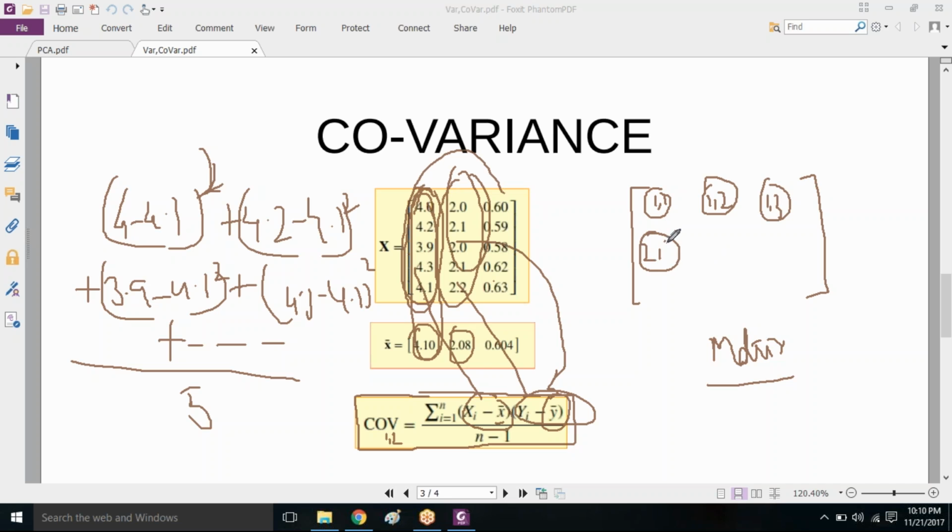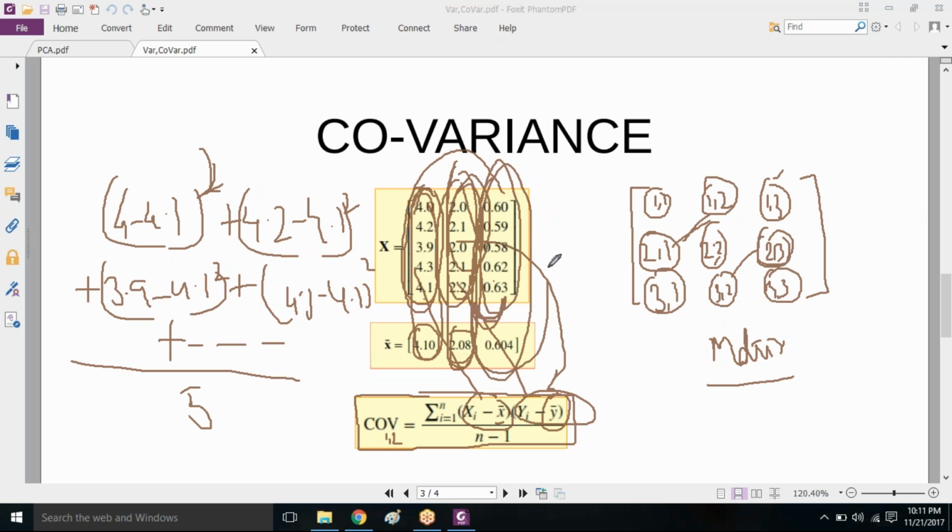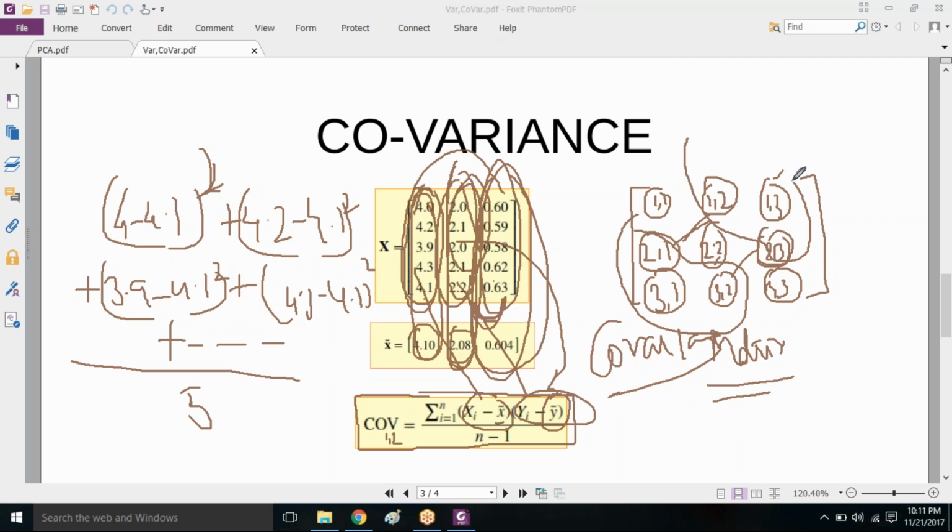Then you calculate second and one, which will be exactly the same as this; the values will come the same. Then second independently, then second and third. Then 3 and 1, which will be similar to this one, then 3 and 2, which will be similar to this one, and then 3 and 3, which will be independent. So you will get a matrix which is called the covariance matrix. And this matrix is a symmetric matrix. Symmetric matrix means these values will be the same as these values. The covariance of 1 to 2 will be the same as the covariance of 2 to 1.